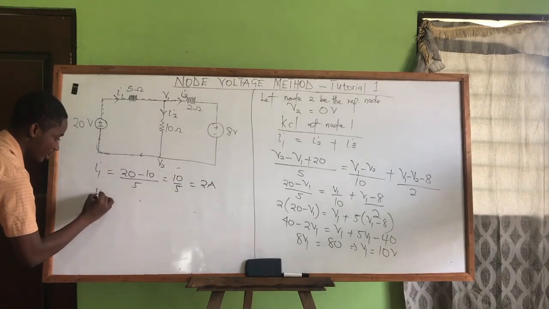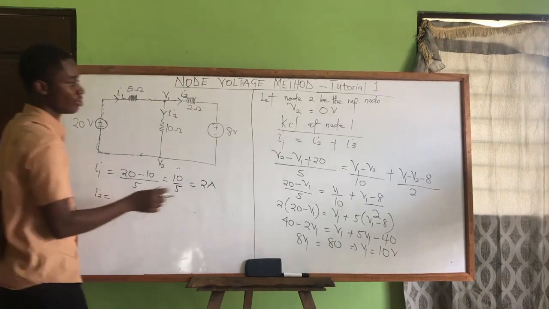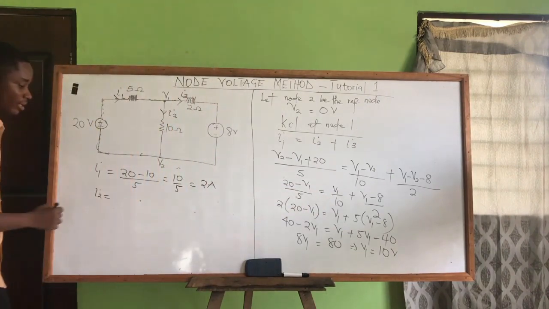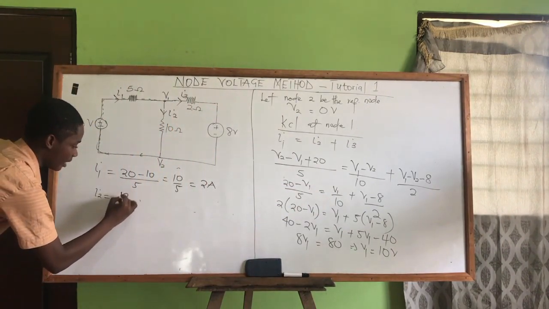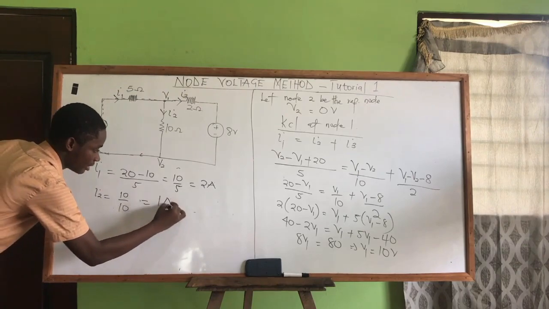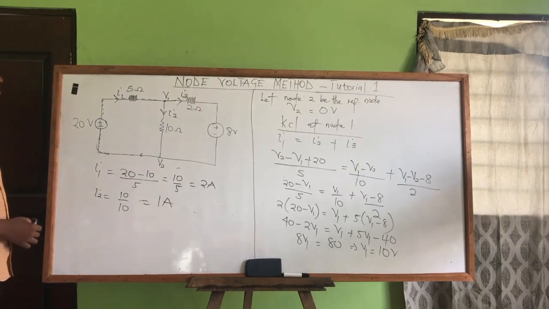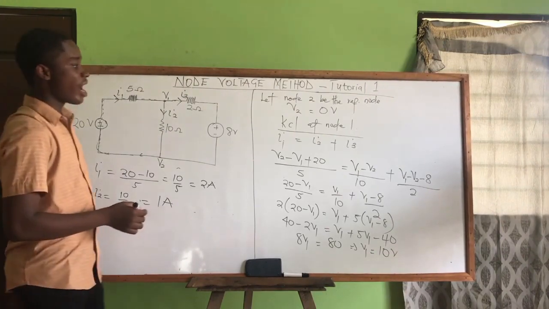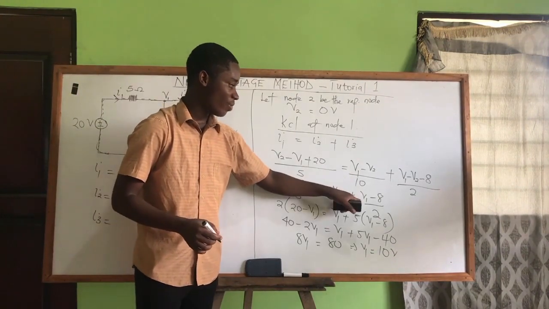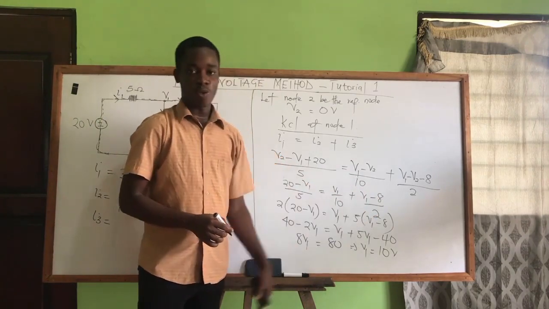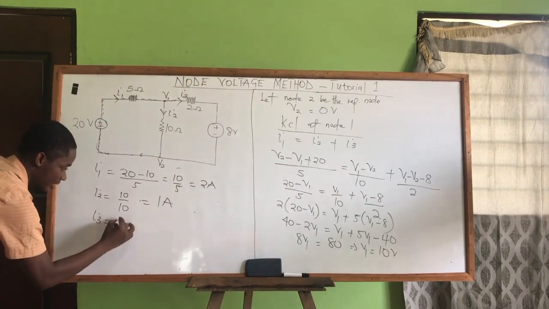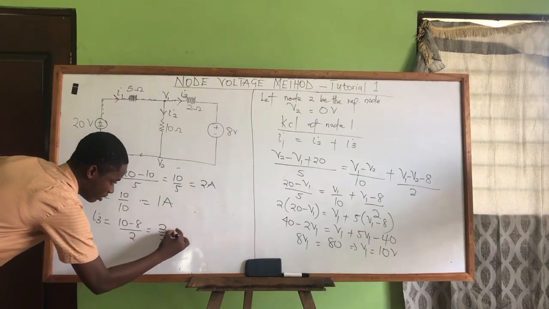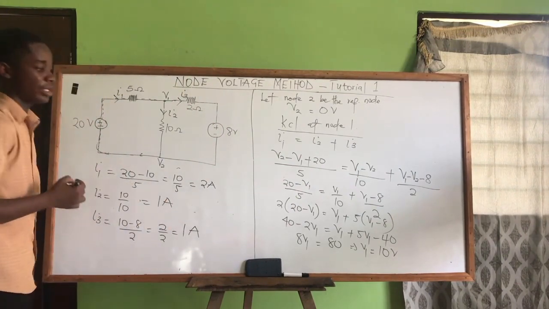We can find I2. And what is I2? I2 is V1 over 10. So we have V1, which is 10, over 10, which is what? 1 ampere. So the last current is I3. And what is the expression for I3? I3 is V1 minus 8 over 2. So V1 is 10, minus 8, over 2, which is 2 over 2, and that is 1 ampere.